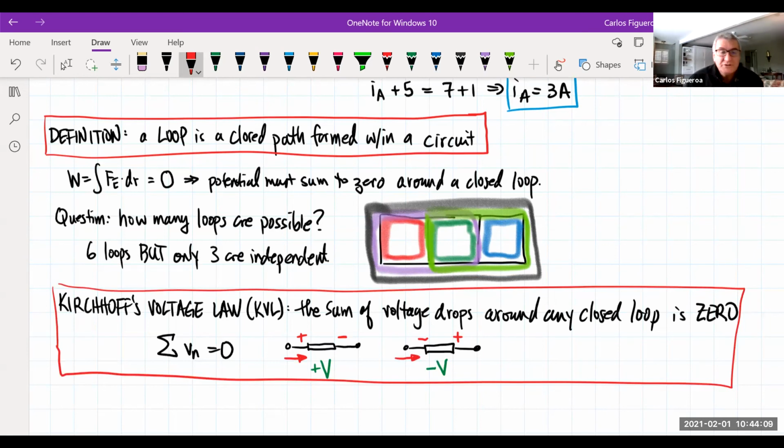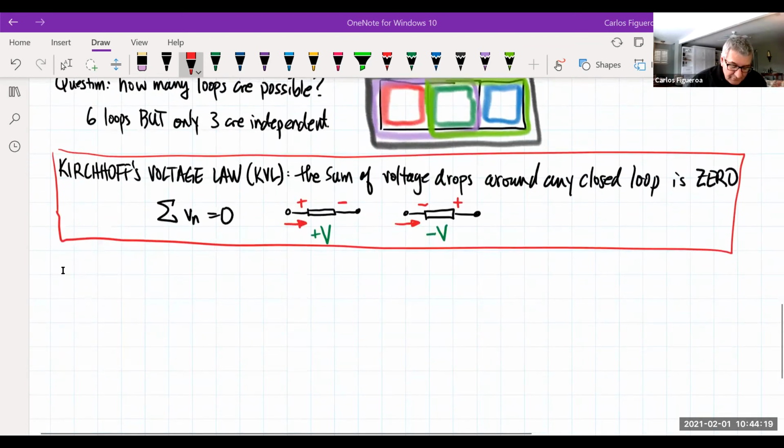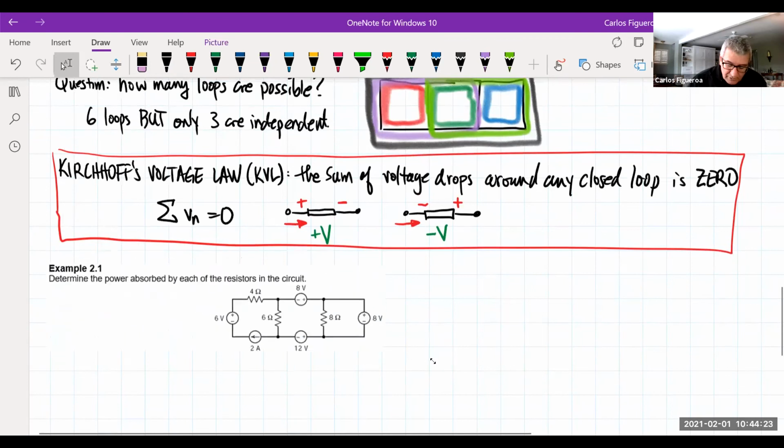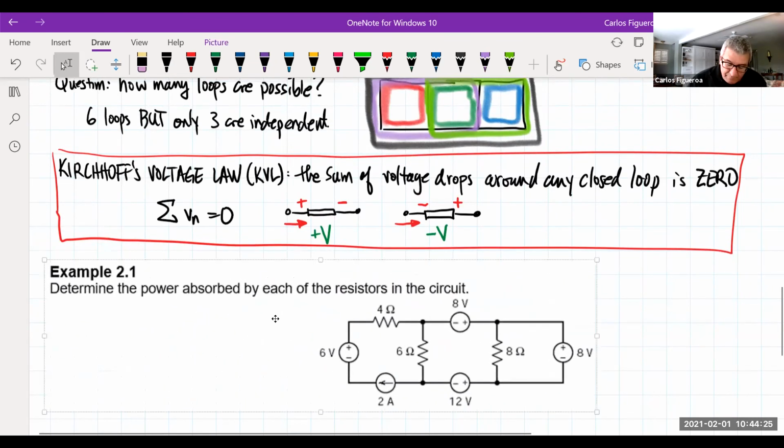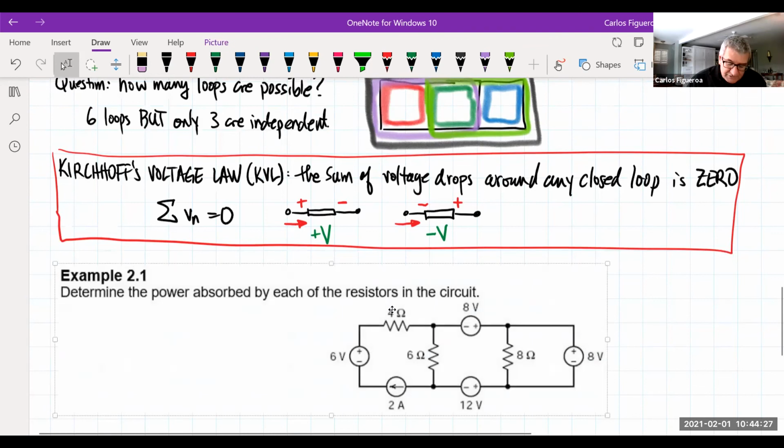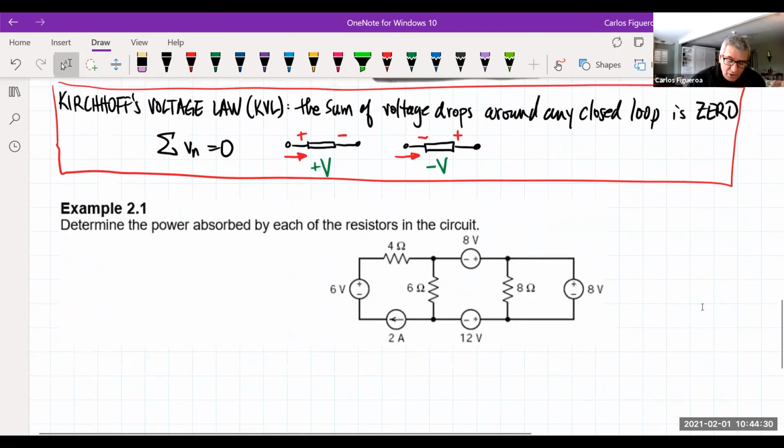So what we should do to get some experience with this is look at an example. And this is my example here. It says: determine the power absorbed by each of the resistors in the circuit.